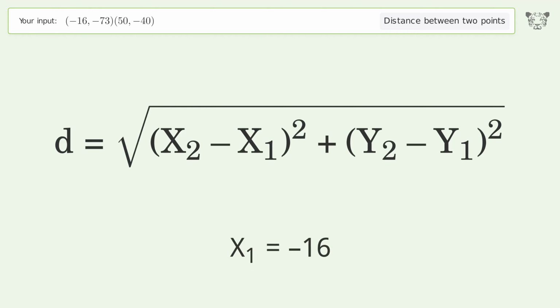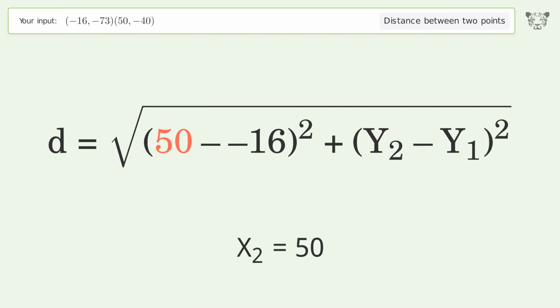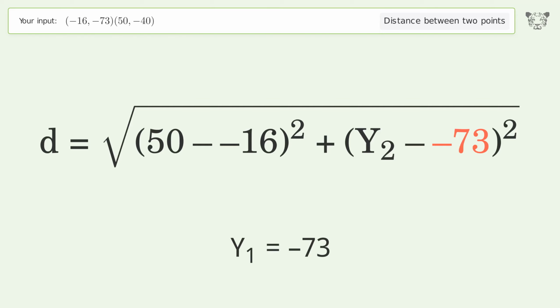x1 equals -16. x2 equals 50. y1 equals -73. y2 equals -40.